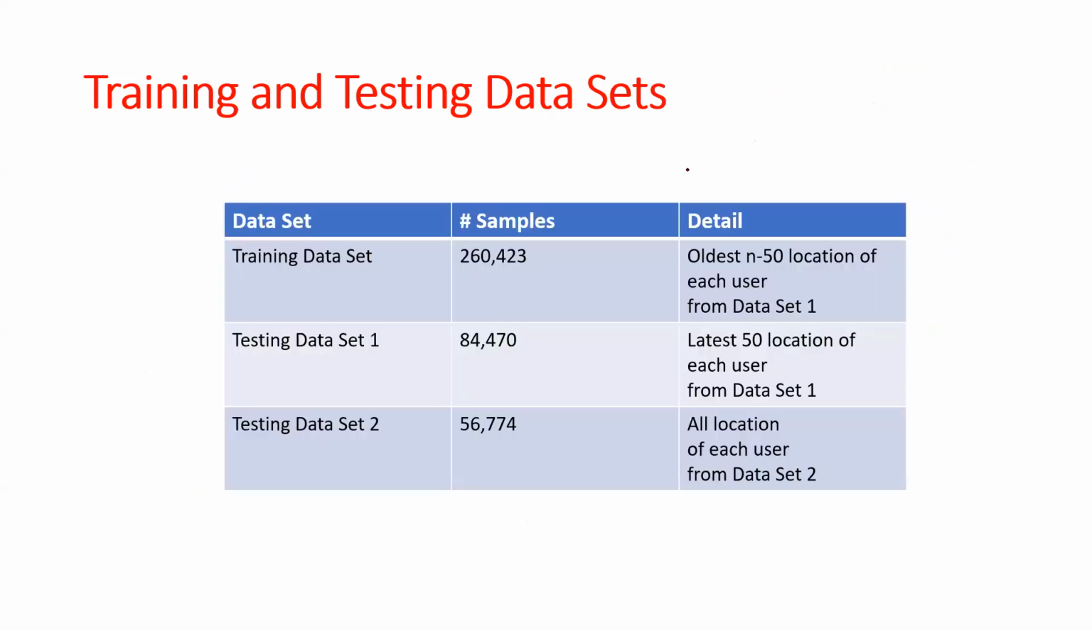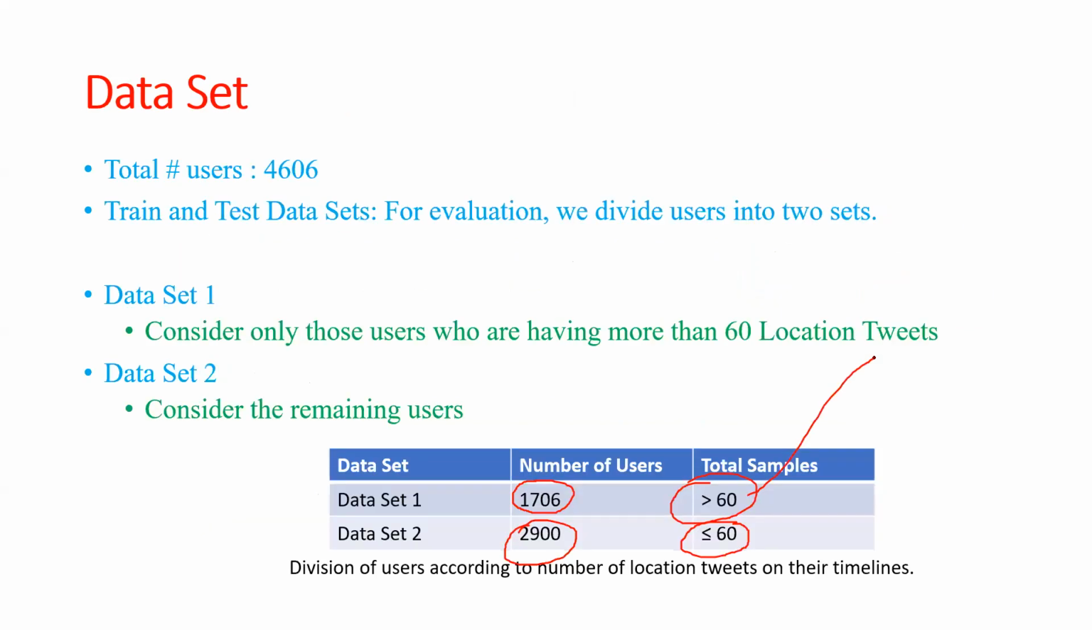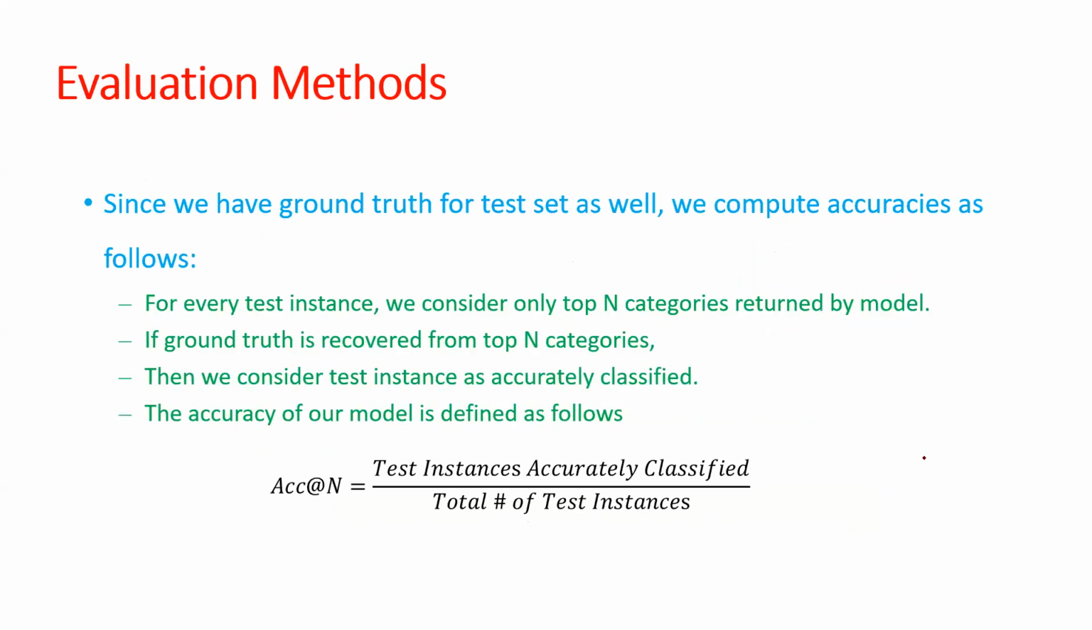So here it is shown that in training data we have some 260,000 tweets, right? For testing, there are 84,000 tweets, and for testing data 2, 56,000. Where does this testing data set 2 come from? We said that from this data set, where the users have more than 60 location tweets, we have taken training and testing data sets. And for test data set 2, where the locations are less than 60, we have used it only for testing, right? Then, how to evaluate it?